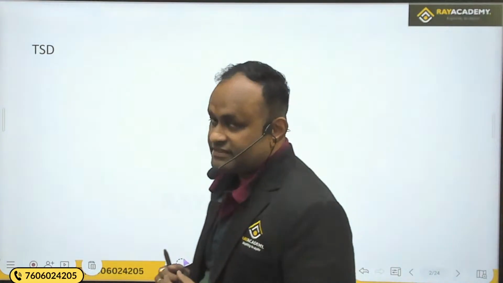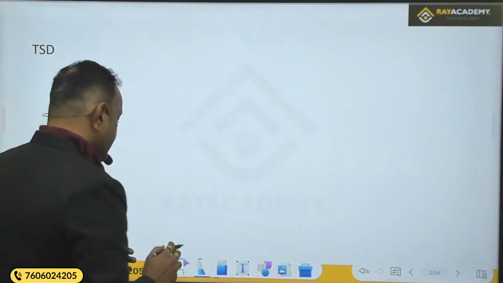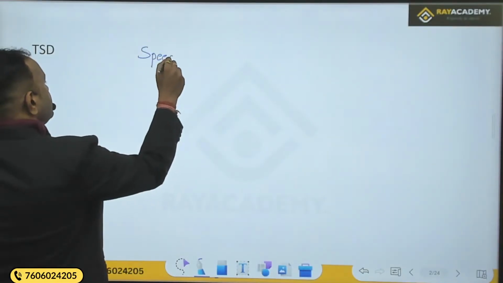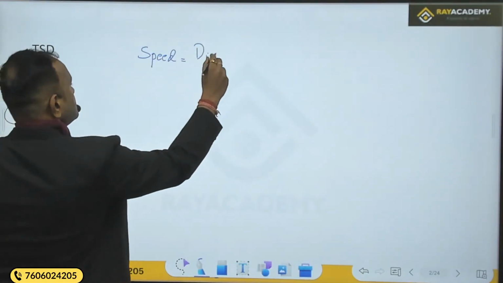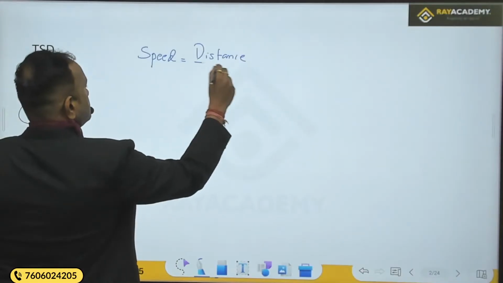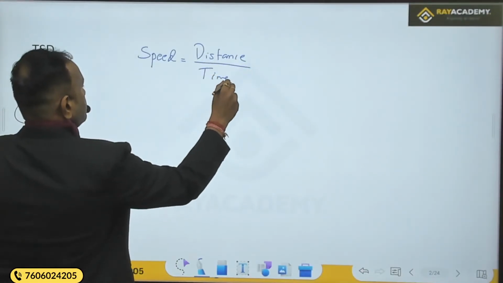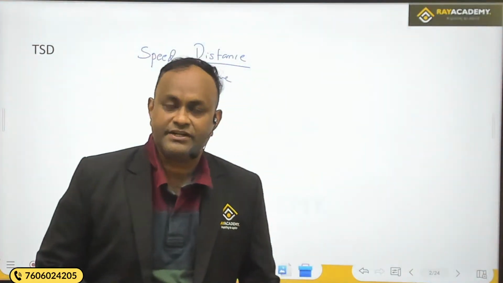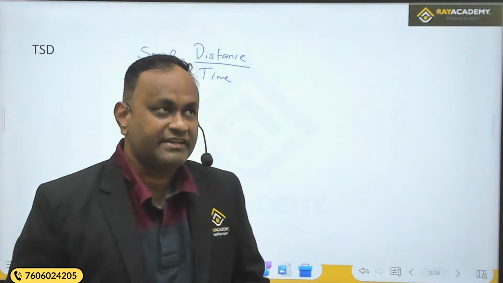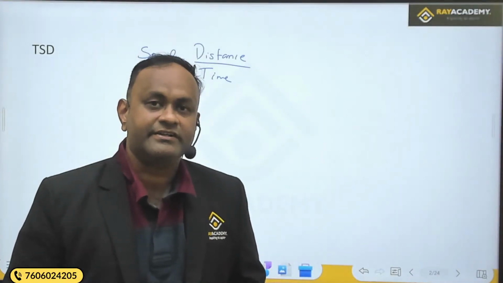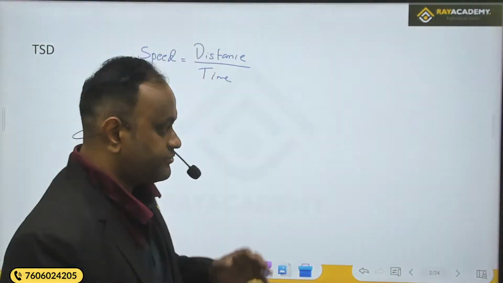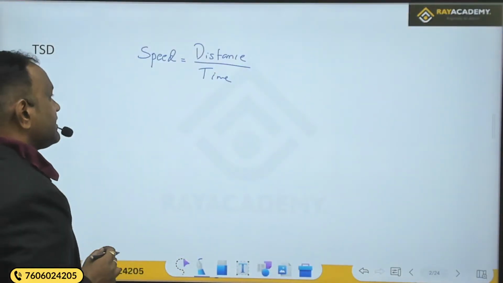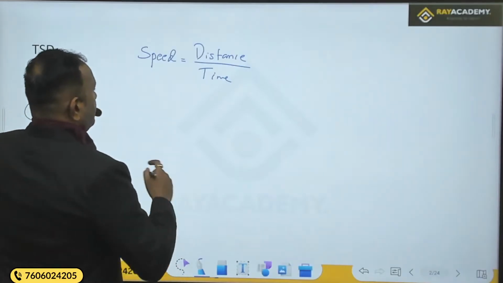So this first one is TSD, time, speed, and distance. Only one relation that we are going to use: speed is distance by time. All the questions that you will get in your competitive exam are uniform speed, nothing like accelerated motion or decelerated motion. So all are uniform speed. The only formula that you need to know is speed equals distance by time.